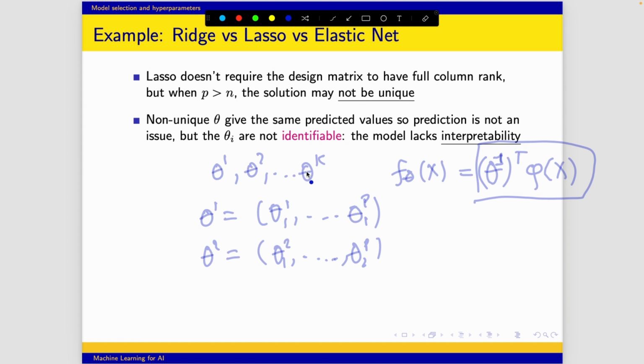But what if they then say, well, what is the variable that most influences the output? Which of these thetas? Well, you've got a whole infinite number possibly of these, and you don't know the answer to that. So this is what we call an identifiability problem. And we can sum this up in plain English as saying that the model lacks explainability or interpretability. So this is a problem.